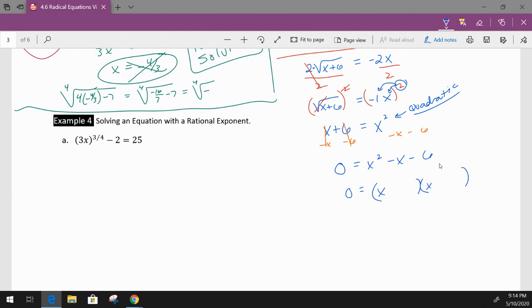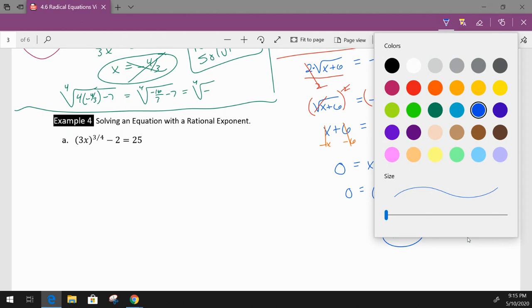X, two numbers that multiply together to equal 6, but have a difference of 1: 3 and 2. The signs are going to be different. The larger one's going to be negative, so negative 3, positive 2. And then if we set each of those equations equal to 0, we would get 3 as one possible solution and negative 2 as the other possible solution. So we do have to check them back in the original equation.